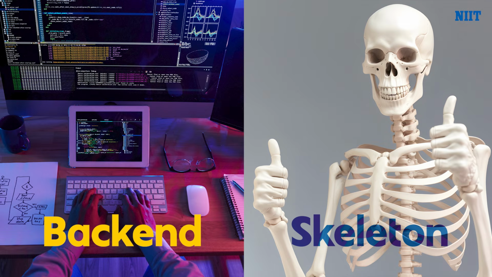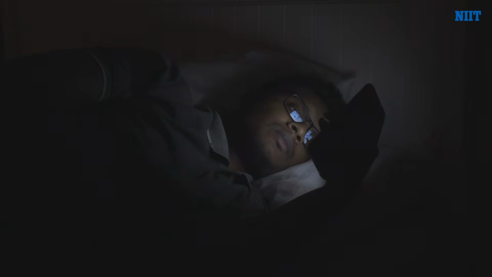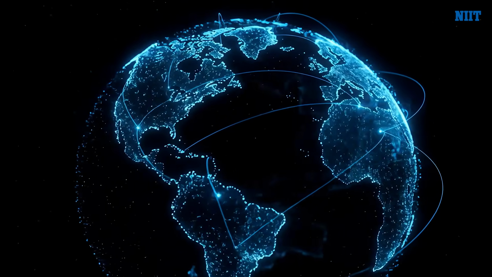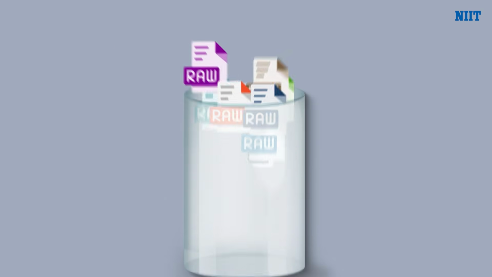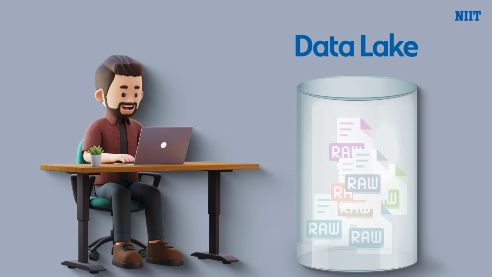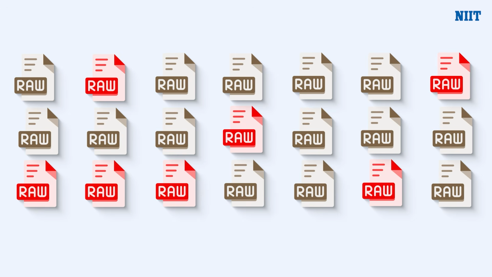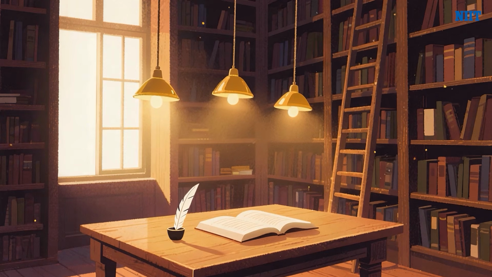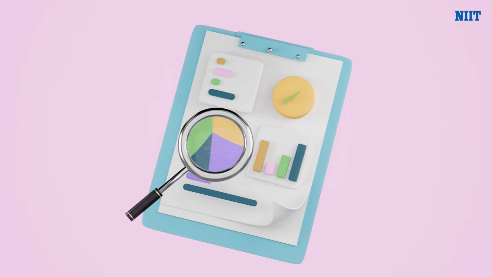If the backend is a skeleton, data engineering is the blood pumping behind every moment you spend online. Think about it. Every like, swipe, or late night video watch sends a pulse through the system, a signal among billions streaming every hour. All that raw, messy data gets swept into what engineers call the data lake. Picture it as the wild ocean, waves of unfiltered info, rough but brimming with hidden gems. But when it's time to make sense of the chaos, that's where data warehouses shine. Think of these as pristine libraries. Here, every piece of data is cleaned, sorted and catalogued, ready for analysis at lightning speed.